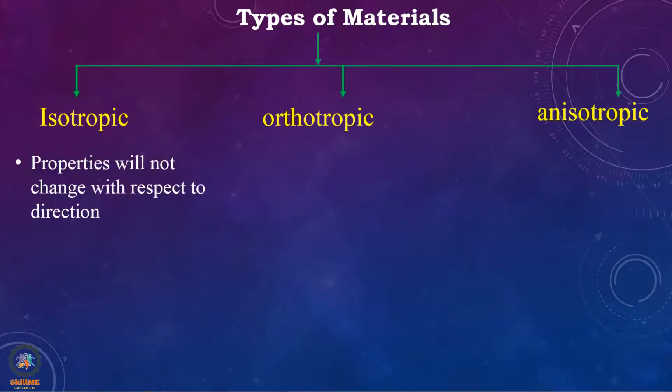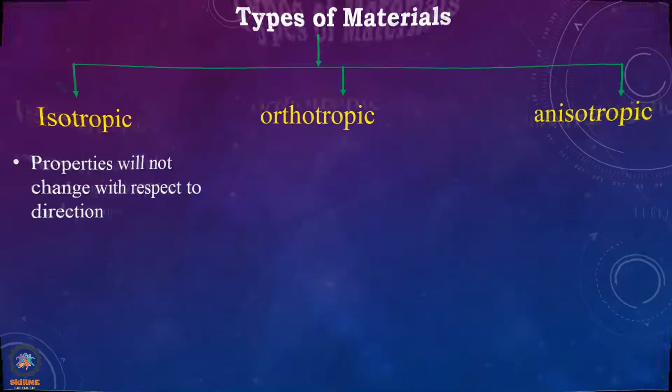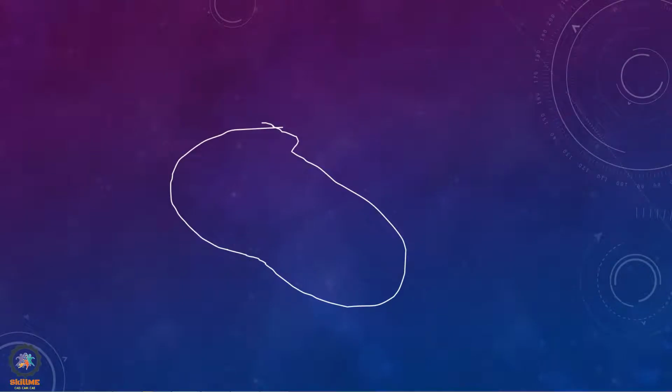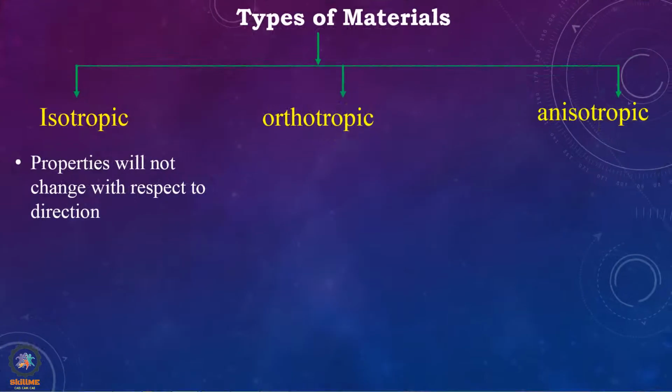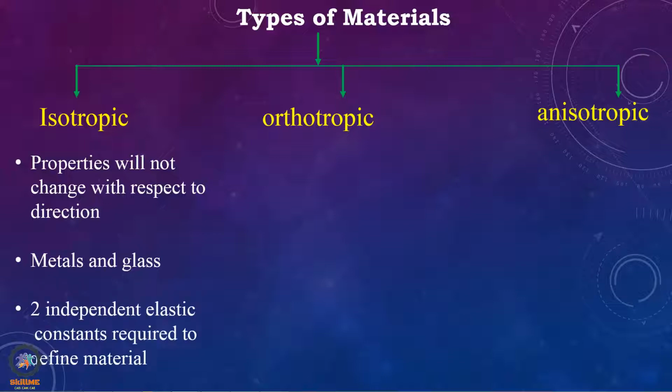In case of isotropic material, properties will not change with respect to direction. So if I consider any material, then at any point inside the material, the properties are not going to change with respect to direction, as you can see in the figure. In all directions, the property will remain the same. Common examples of isotropic materials are metals and glass. In order to completely define the properties of an isotropic material in any FEA software, you will require at least two independent elastic constants. As we know, we have four elastic constants: Young's modulus, modulus of rigidity, bulk modulus and Poisson's ratio. Out of these four elastic constants, you will need to define any two.